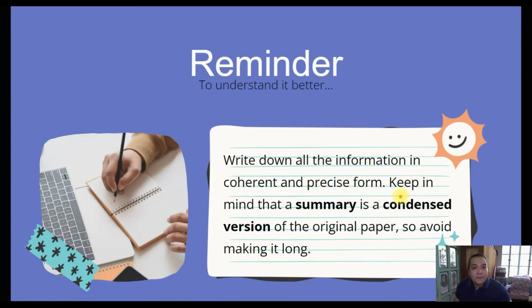Now, here is a reminder for all of you who are going to be summarizing certain texts. You need to first write down all of the information, of course, in a coherent and precise form. It still needs to be coherent, meaning the ideas and the sentences still need to have connection with one another. And of course, you need to keep in mind that the summary is a condensed version. All right, so it needs to be shorter, not too long. That's why we do the summary, to condense it, to make sure that it's shorter and easier for our readers to understand and digest.